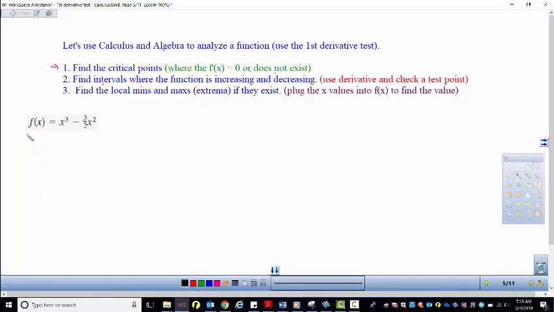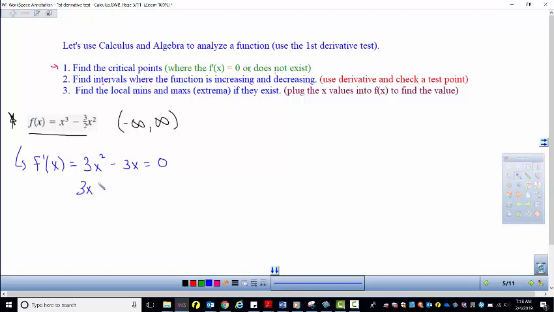So the first thing, before you do anything, think about the domain of a function. Since this one is polynomial, I know my domain is negative infinity to infinity, because that's going to be part of our intervals today, because we're on an open interval, not a closed interval. So the second thing I'm going to do then is my number 1. I'm going to find the derivative. So the derivative of this function would be 3x squared minus 3x, and then I set that equal to 0. And then I can factor, and I get 2 critical points. Those would be 0 and positive 1.